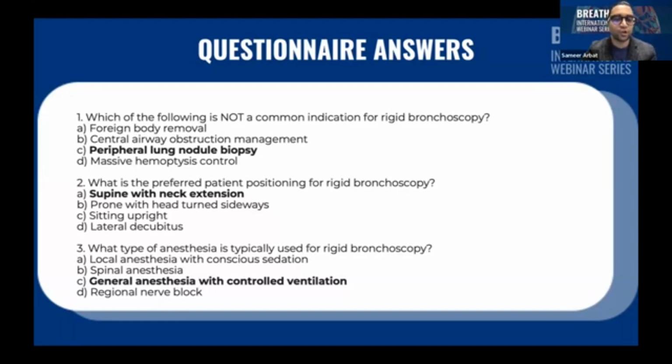The third question is what type of anesthesia is typically used for rigid bronchoscopy? It is general anesthesia with controlled ventilation. It gives you good access to the airway for easy going in and going out with your accessories. You have proper control of the patient's coughing while going ahead with any modalities through the rigid bronchoscope when the patient is under general anesthesia.